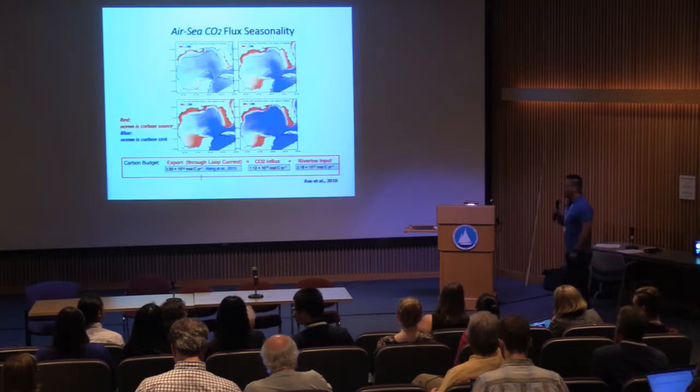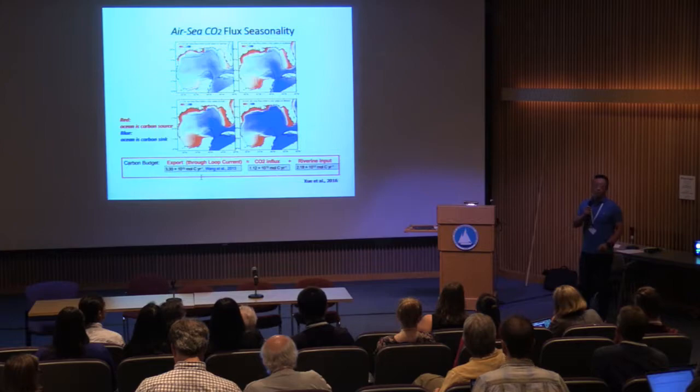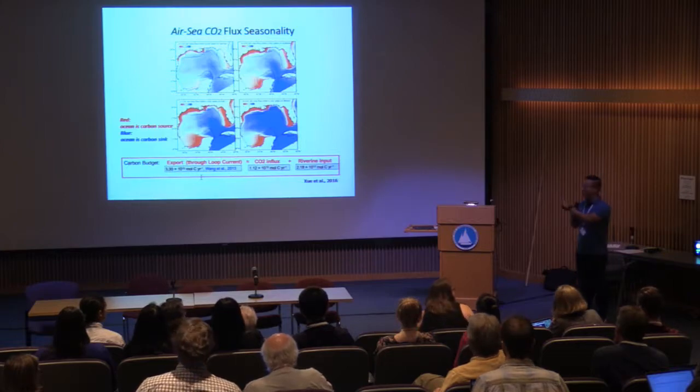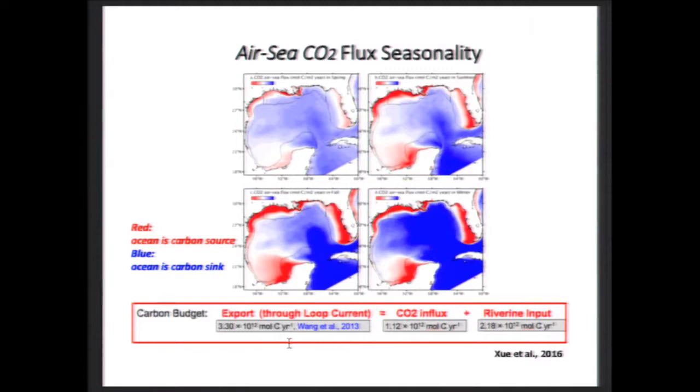So the best thing about being a modeler is that we don't have to worry about getting seasick. For example, for the paper I published here, when I first finished the draft, I had never been to the Gulf at all. We used the model and worked with the regime. We published this air-sea carbon dioxide flux, for spring, summer, fall, and winter. Everything looks good. For example, we can build a very simplified carbon budget, where the export from the loop current can be largely balanced by the carbon dioxide influx from the air and the river input.